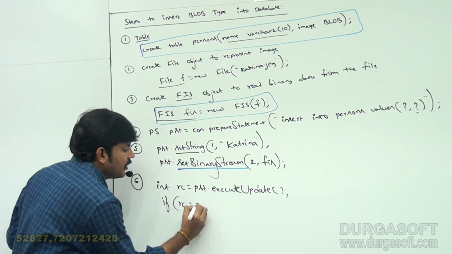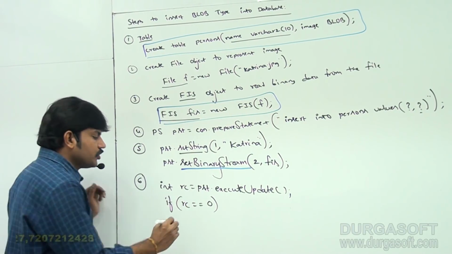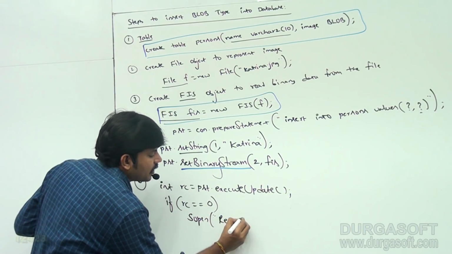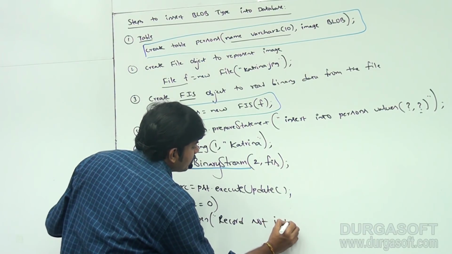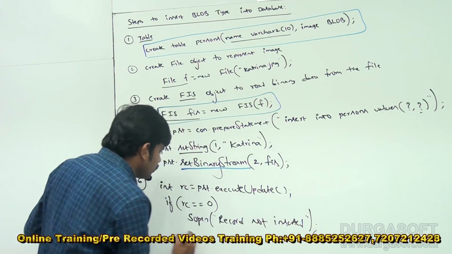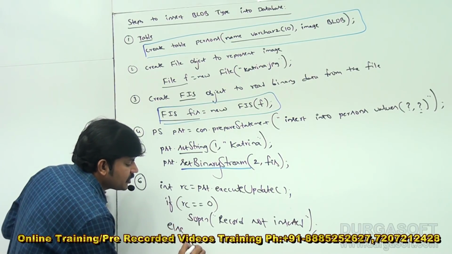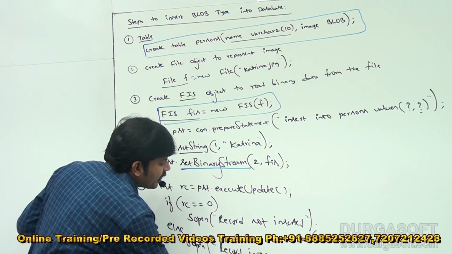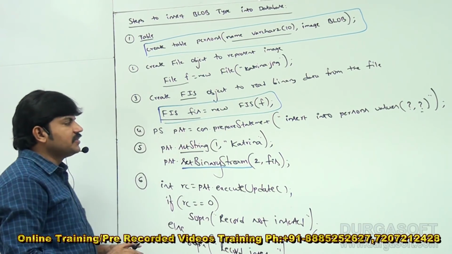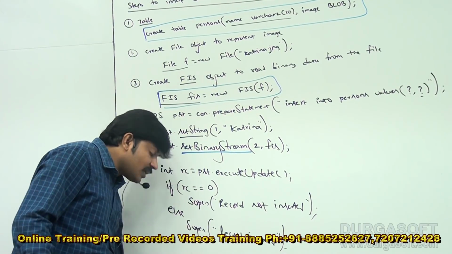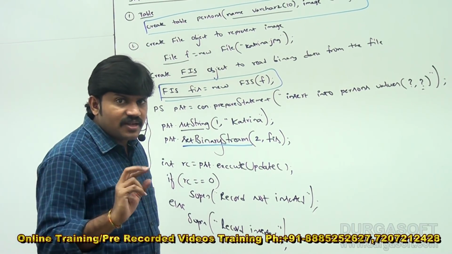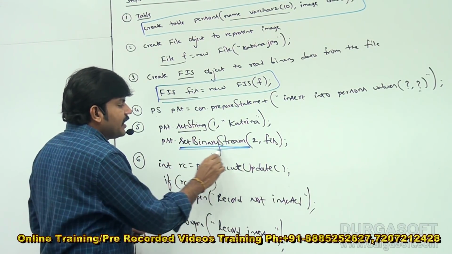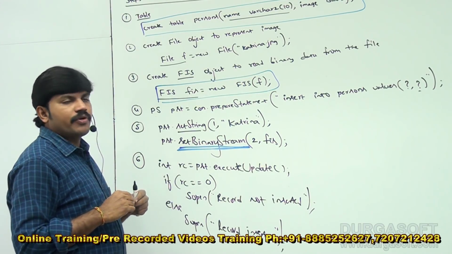If rc is equal to 0, System.out.println("record not inserted"). If it is not 0, else System.out.println("record inserted"). This is very easy. Make sure if you want to insert a date value, we require to call pst.setDate. If you want to insert a blob type, we require to call setBinaryStream. This is the method you require to remember.